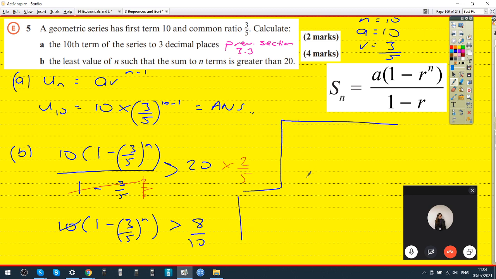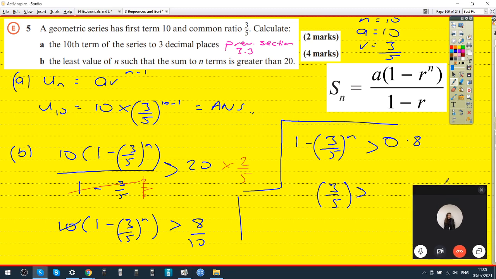All good. So now you have 1 minus 3 over 5 to the power of n. And then you can just add n on both sides, minus 1 on both sides. And you get minus 1 over 5 on the right. And then you can multiply by negative 1 on both sides.